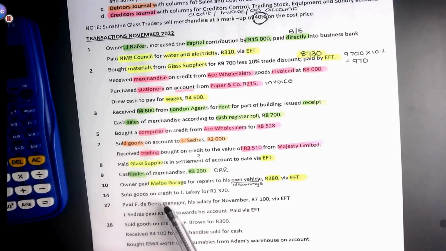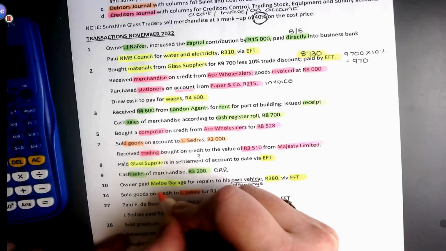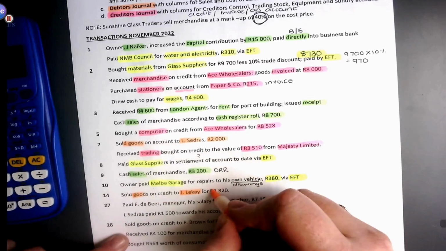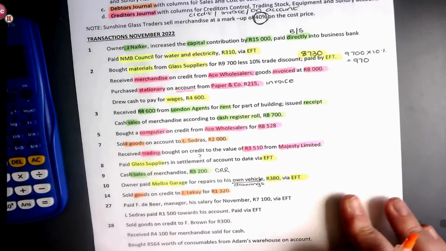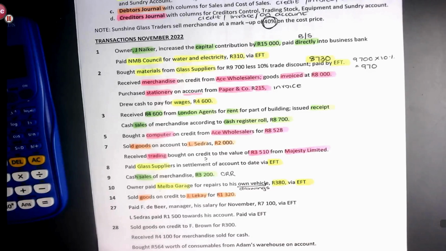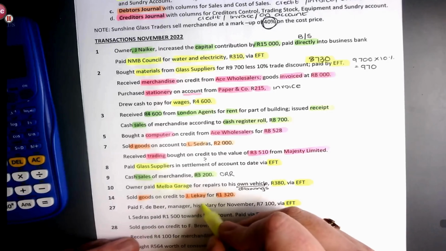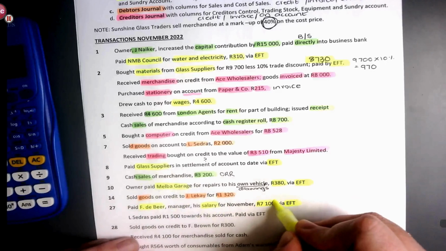You sold goods on credit to J. Lakay for 1,320 Rand. So there we are looking at it being a debtor's journal because the debtor has purchased something on account, bought goods of 1,320 Rand. You paid F. De Beer, the manager, his salary for November, 7,100 via EFT. So because it's an EFT payment, it's going to be CPJ, salary to F. De Beer of 7,100.